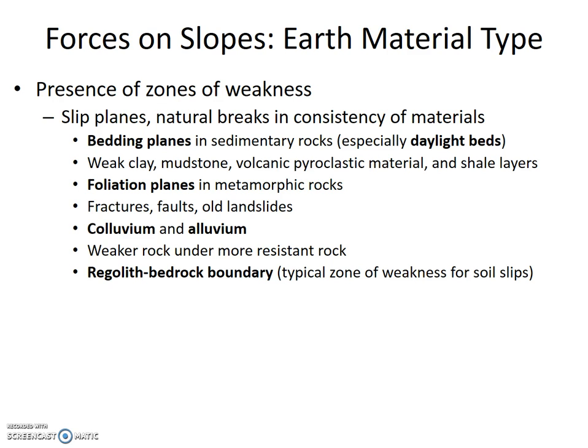Foliation planes in metamorphic rocks, as discussed previously. Fractures, faults, old landslides, these are all previous breaks in the earth material, obviously zones of weakness. Colluvium and alluvium are unconsolidated sediments. Of the two, colluvium is less consolidated. Weaker rock under more resistant rock. Think of sliding bricks on sand on an angle. And the regolith bedrock boundary, which is a typical zone of weakness for soil slips as we discussed earlier.